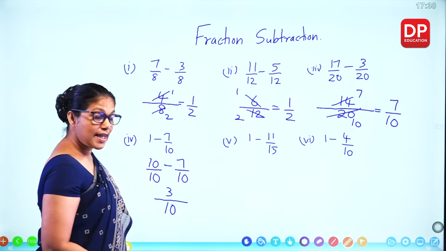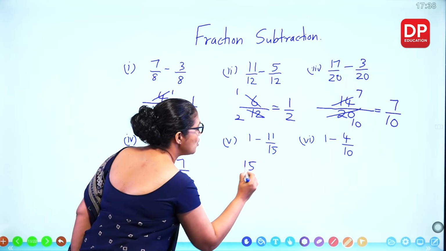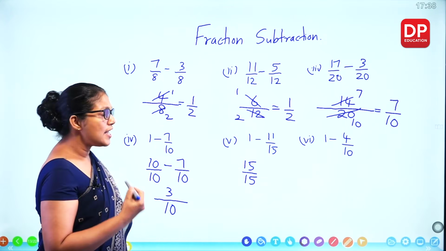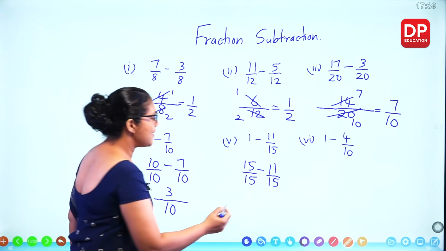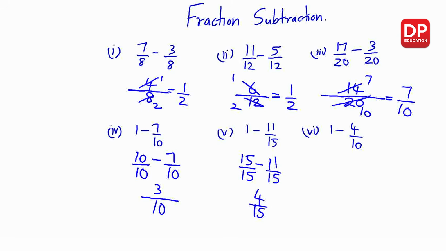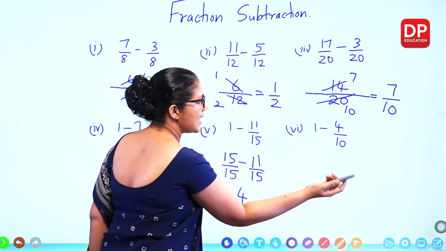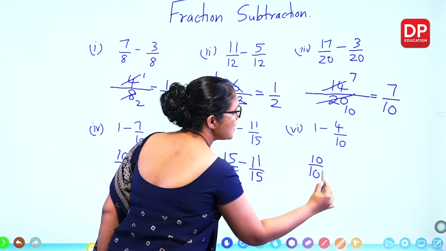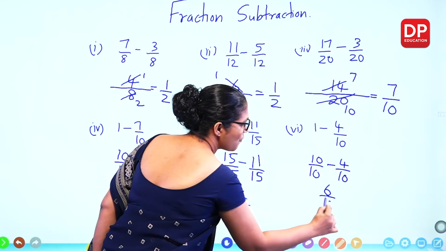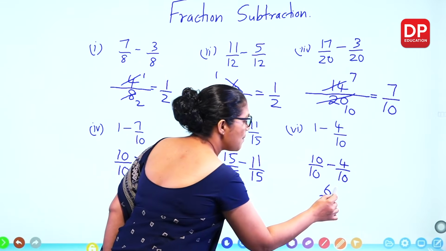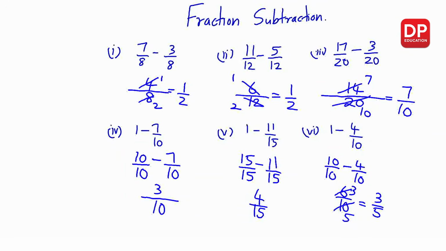Again 1. So what can we do here? Look at the denominator. Denominator is 15. So I can write 1 as 15 over 15. So 11 over 15 here. Then 15 minus 11 is 4. 4 out of 15. Again here 1 is there. The denominator is 10. How can I write? I can write 10 over 10 minus 4 over 10. So 10 minus 4, 6 out of 10. Simplify further. Divide by 2, divide by 2. You get 3/5.